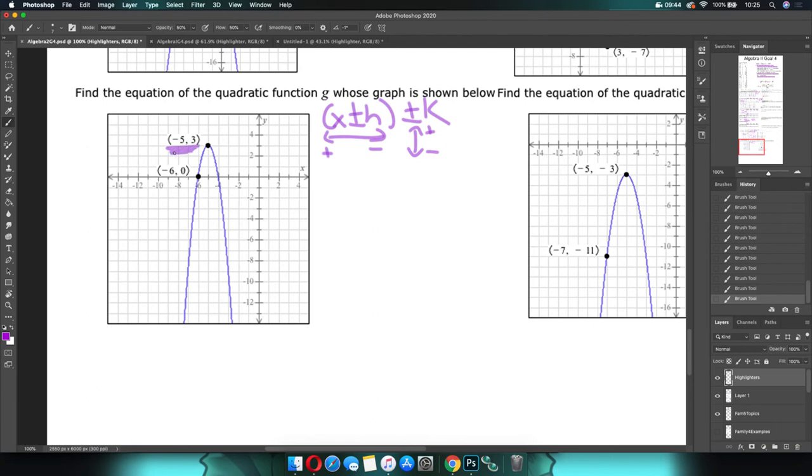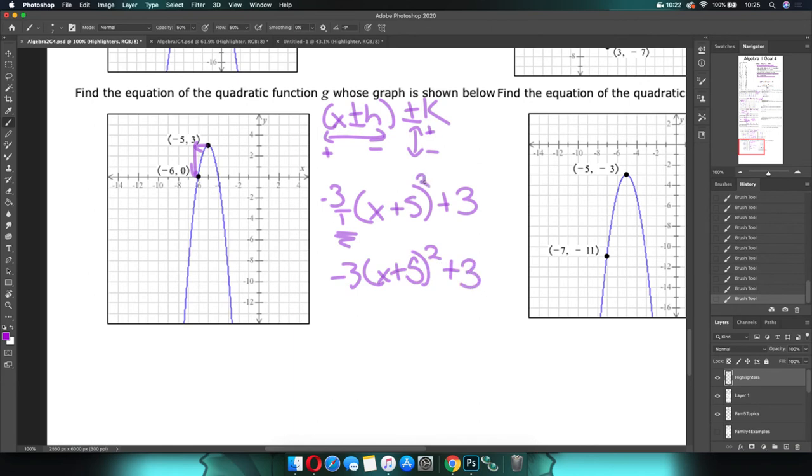These are the numbers I'm going to be using because these are the numbers on my vertex, right? So what do we have? We are going to have x plus 5. We're going plus 5 because we went to the left, and then we're going to go plus 3 because we went up 3. So we went left 5 and then up 3, right? Next, we got to figure out what number goes here. So I'm going to go over 1, and then I'm going to go down how many? 3. So negative 3, x plus 5 quantity squared plus 3. And that would be my answer.